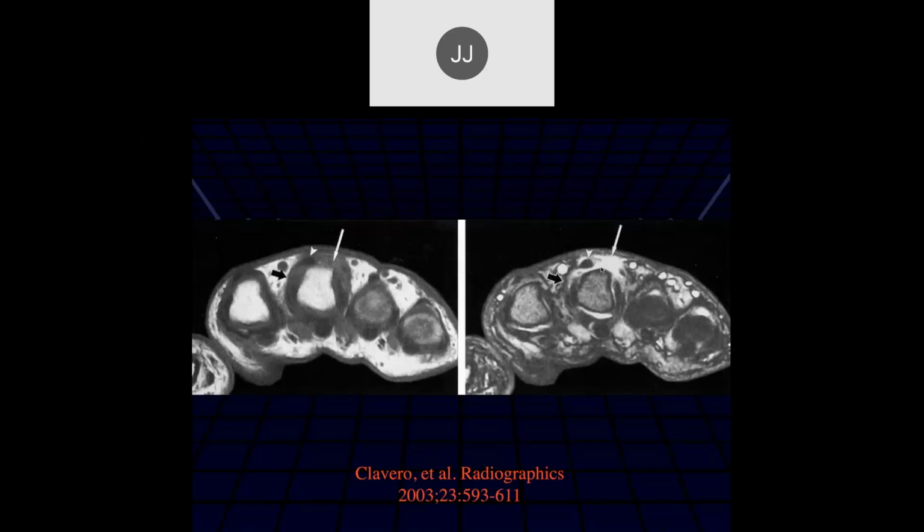Okay, and this is just a sagittal band tear from a radiographic article from Clavero back in 2003, showing radial side displacement of the third extensor tendon due to an ulnar-sided sagittal band tear.